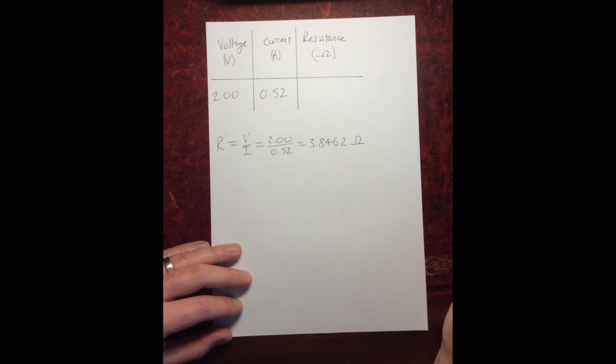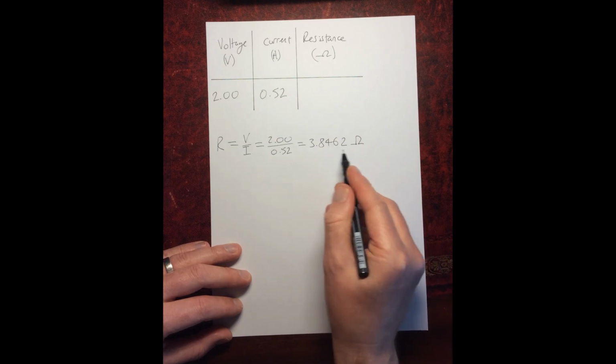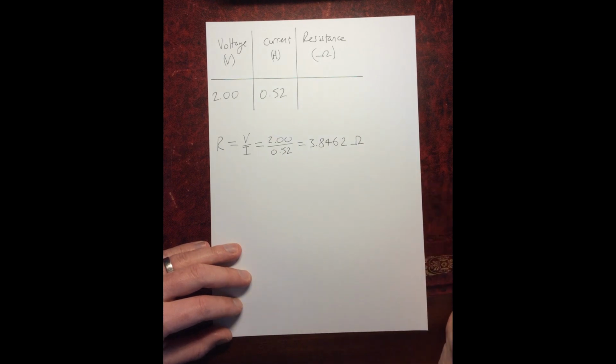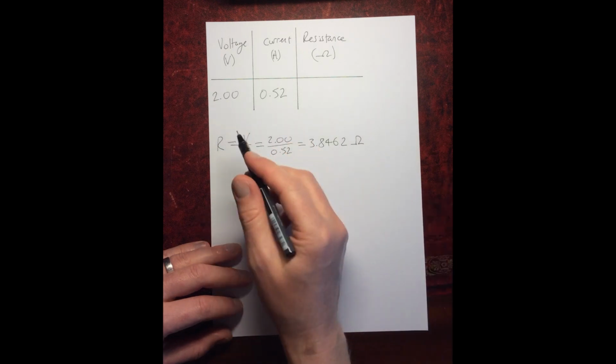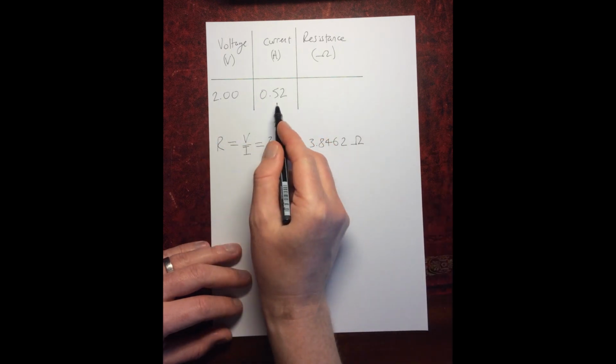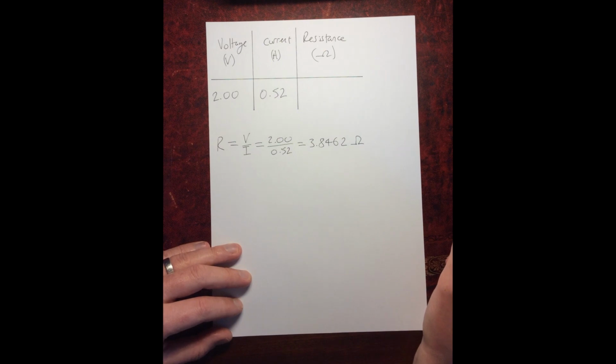Now, are you going to write that value into your table there? The answer is no. There's too many significant figures there. I know that. You probably know that as well. But how do we know that? Well, let's think about the data that we've used first of all. These bits of data that we've got here are values that we have recorded in an experiment. They're values that we've measured.